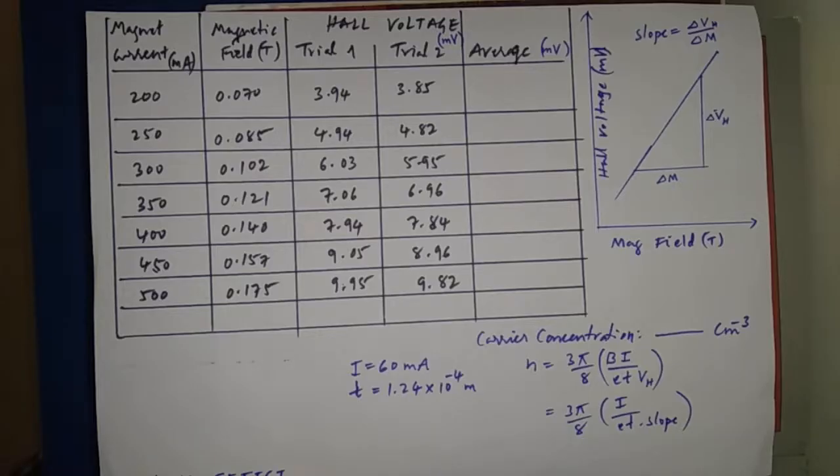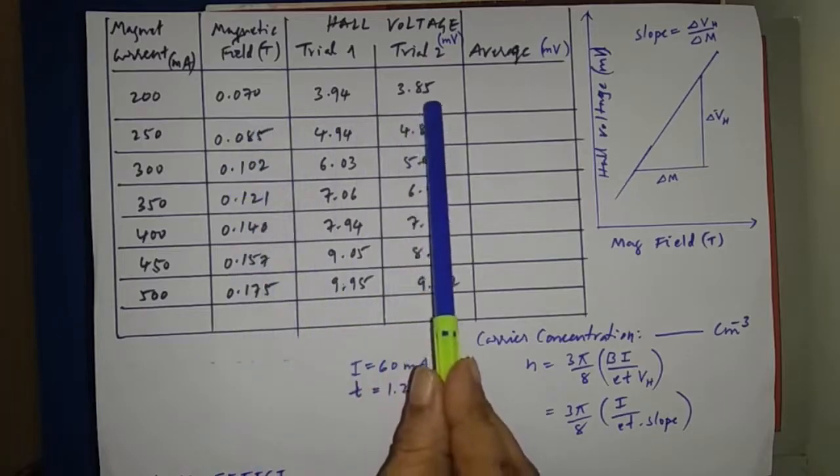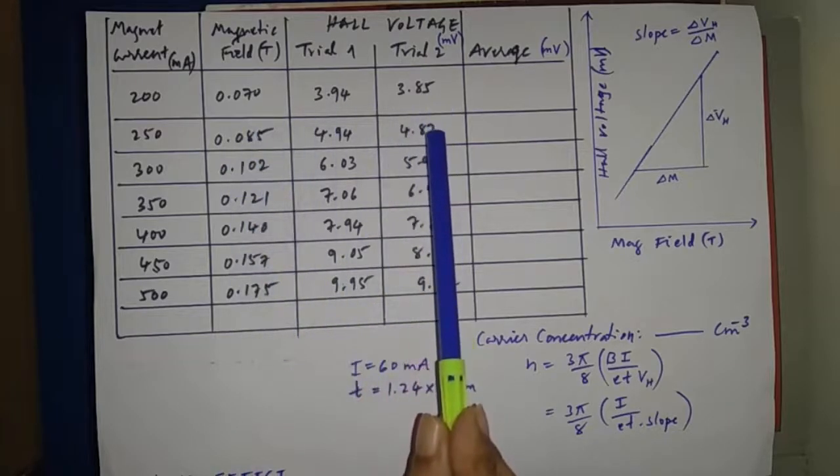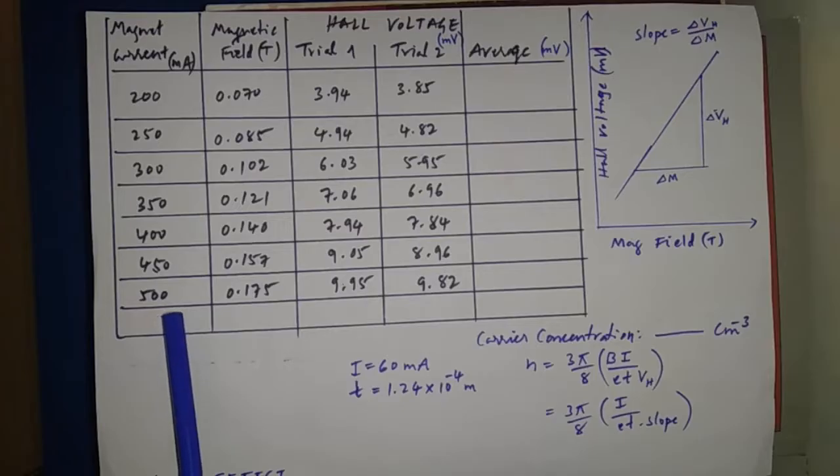So we have to note down the second trial, but before taking the readings of the second trial, we have to switch off the instrument and wait for 15 minutes for the capacitor to discharge. After 15 minutes only, we can switch on the instrument and note down the readings for the second trial. In the second trial, I have taken the readings for 200 milliamps current through the magnet. We got the Hall voltage of 3.85, next 4.82 corresponding to 250, then corresponding to 300, 5.95. Likewise, for 500 milliamps current, we got the Hall voltage of 9.82.